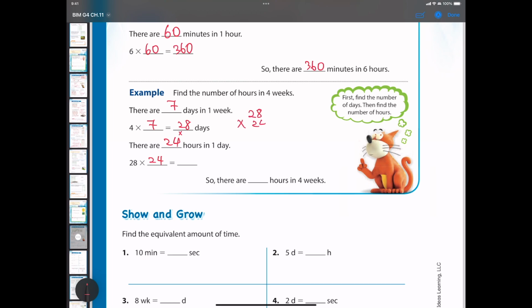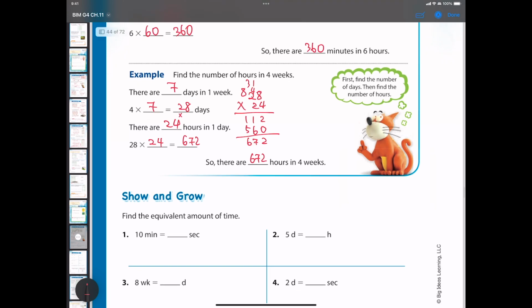Let's do it. 28 times 24. 8 times 4 is 32. And we are going to put 0 here. And 8 times 2 is 16. So the answer is 672. Now, Descartes is thinking what? First, find the number of days, then find the number of hours.